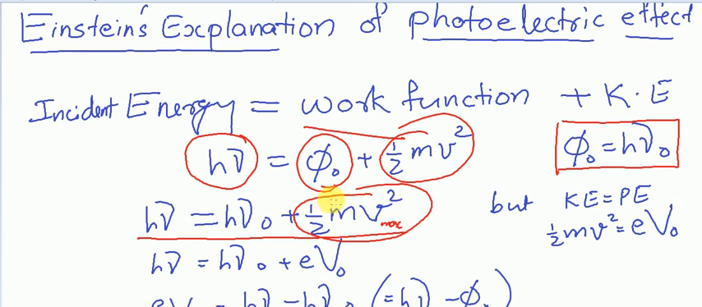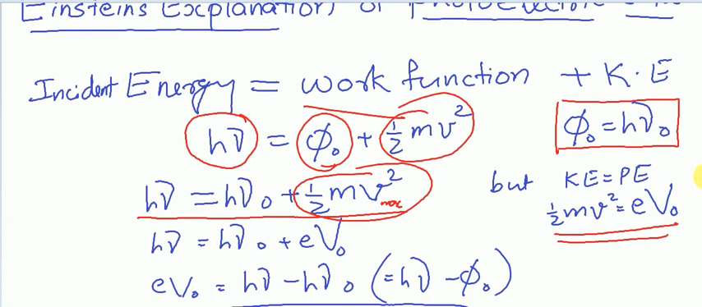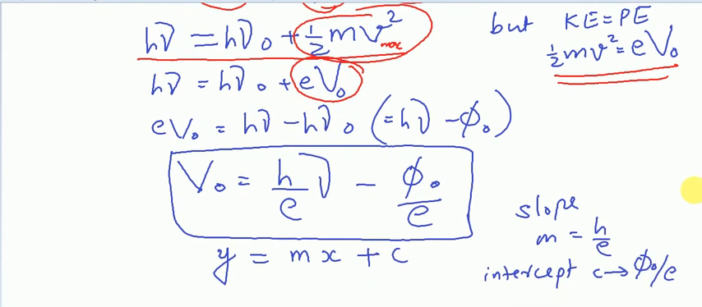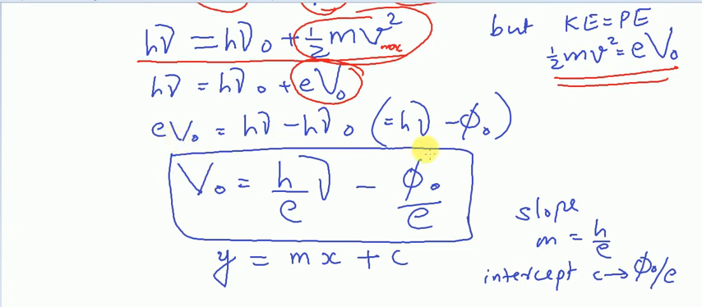When we apply an opposite potential, called the stopping potential, that potential energy opposes the kinetic energy. When these two balance, the electron stops and the photocurrent stops. That is the mechanism behind the stopping potential. So half mv max square can be replaced by e v0. So h nu is equal to h nu 0 plus e v0. So e v0 equals h nu minus h nu 0, or h nu minus phi 0. Dividing by e, v0 equals h by e times nu minus phi 0 divided by e.